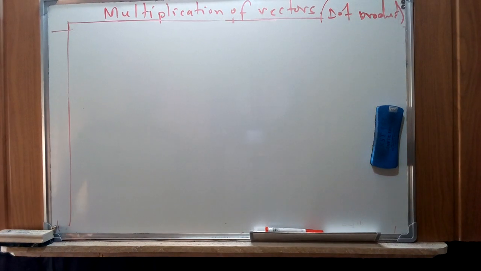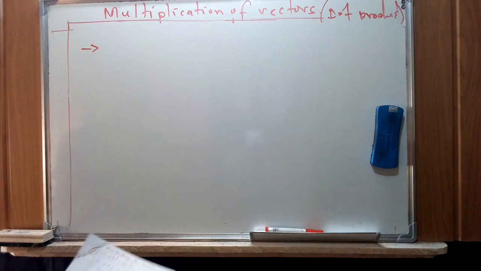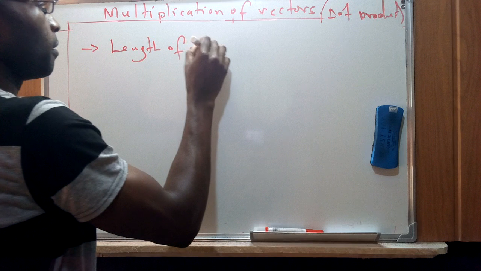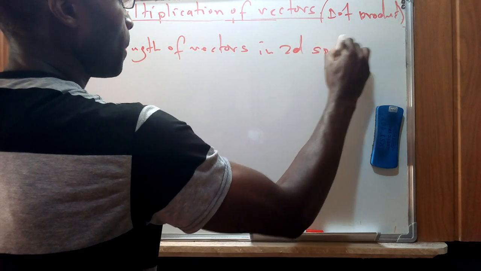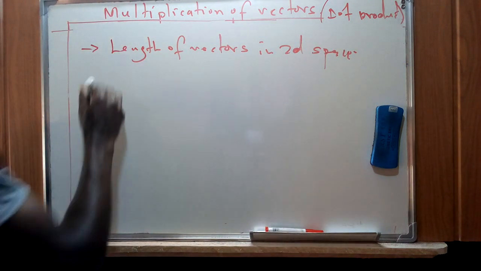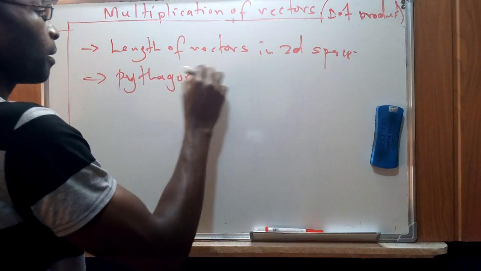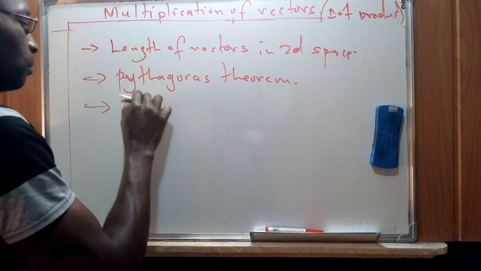So as I've said, we're going to look at the concept of multiplication of vectors. In that case, we're going to look at the concept of a dot product. Under that, we're also going to study the length of vectors in a two-dimensional space. And then we shall look at the concept of Pythagoras theorem and the distance between two points.